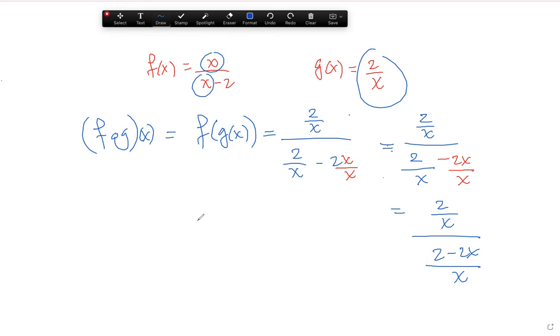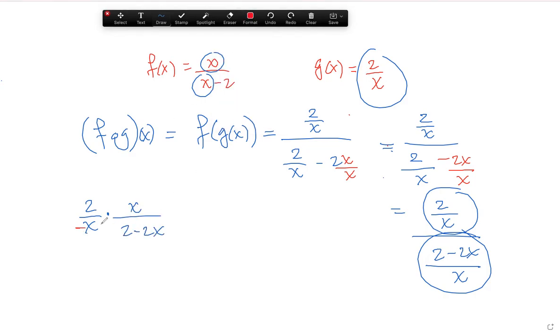And now we have a fraction divided by a fraction, so we do the keep, flip, change. So 2 over x, times, change the division into multiplication and flip the other guy. So that's x over 2 minus 2x. Then we cross this x and this x out, and we get 2 over 2 minus x. Now I'm rushing. There's a 2 in front of this. In the denominator, we can factor out a 2. So we write 2 over 2 times 1 minus x.